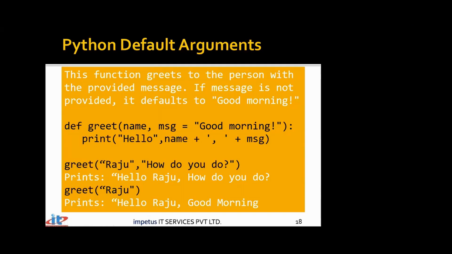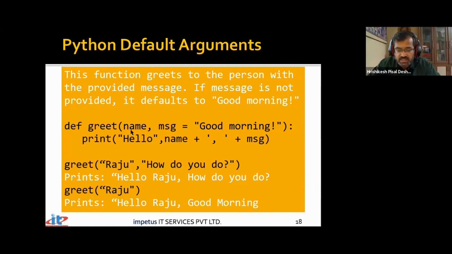Okay, so I'm saying def greet. Name is an argument that we have passed. Message is another argument that we are passing. So there are two arguments, name and message. But note, the second argument has a default value by saying equal to good morning. So when I'm saying equal to good morning, this parameter now becomes optional.